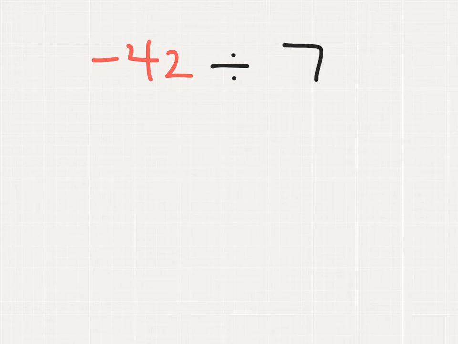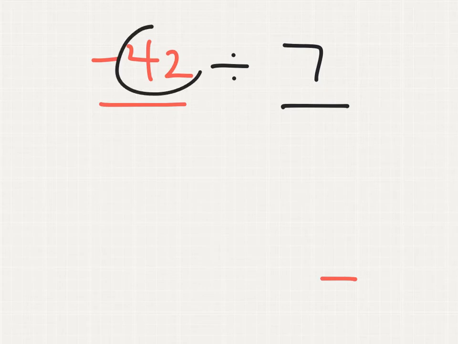How about one last example? What about negative 42 divided by 7? Step 1 says check the signs. I see I have a negative and a positive. When the signs are different, the solution will be negative. Step 2 says divide as normal.